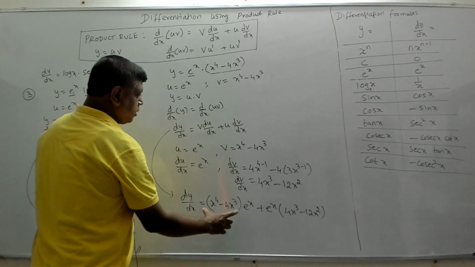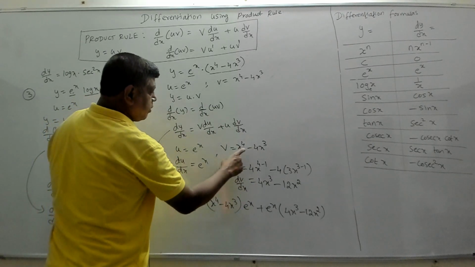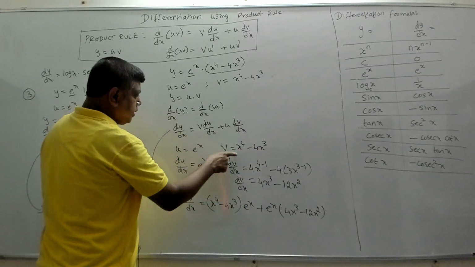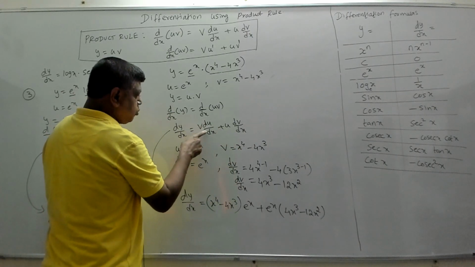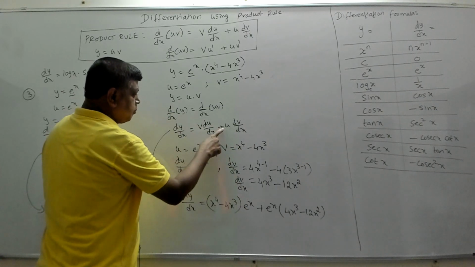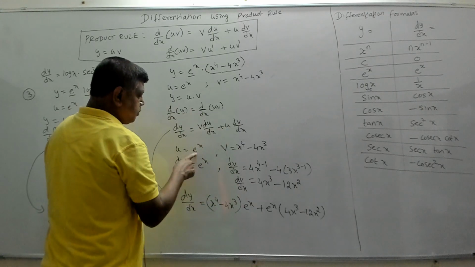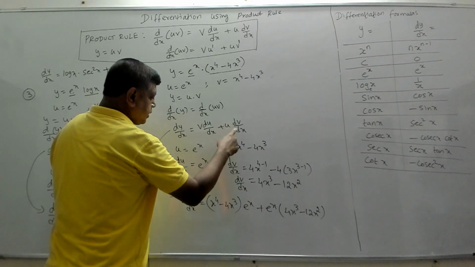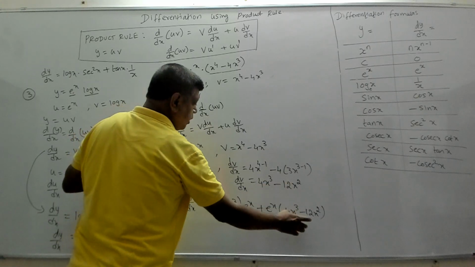Right? So this is your v. V is this, so I have substituted v here. du by dx is e power x, which I have put, plus u. u is e power x, dv by dx. dv by dx is 4x cube minus 12x square, which I have put here.